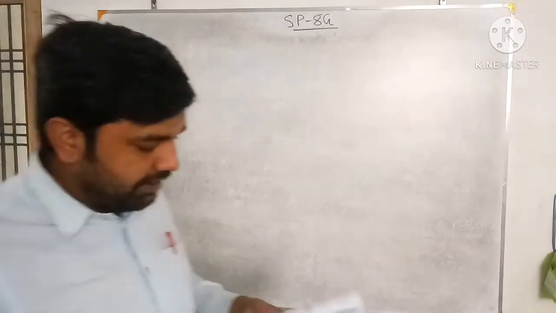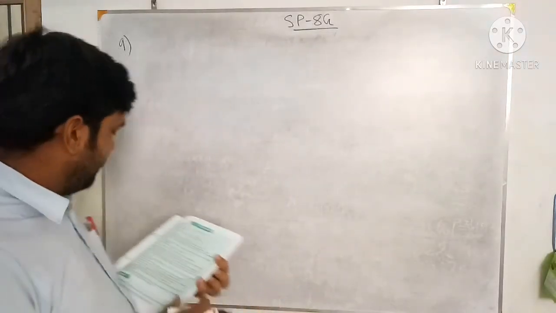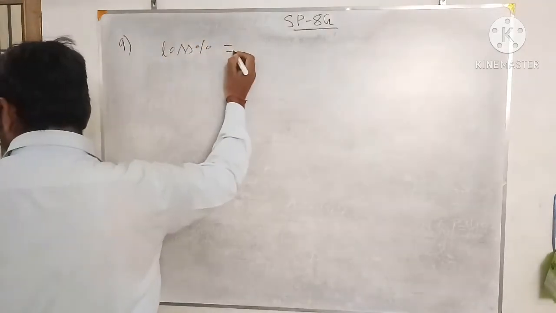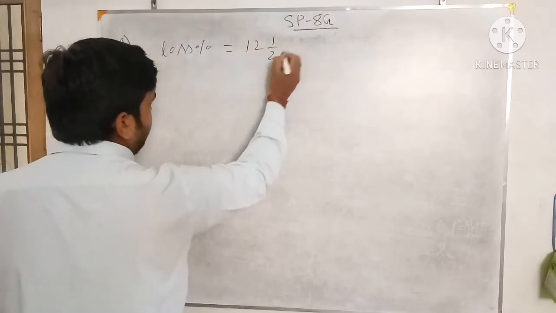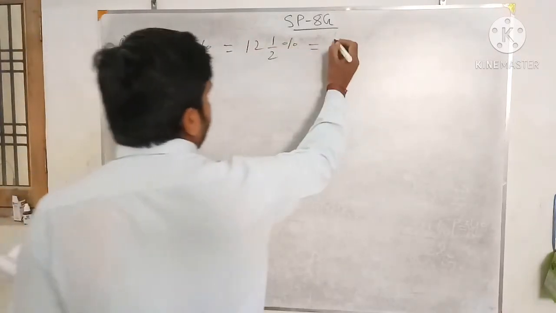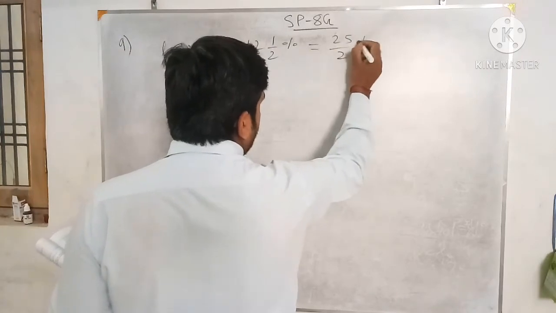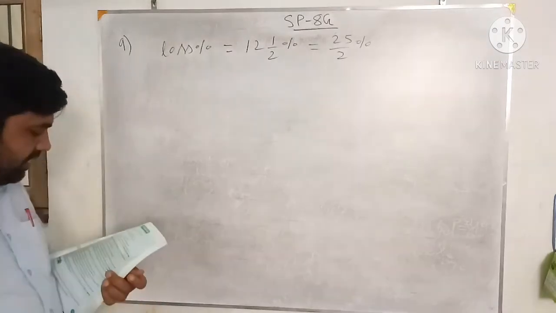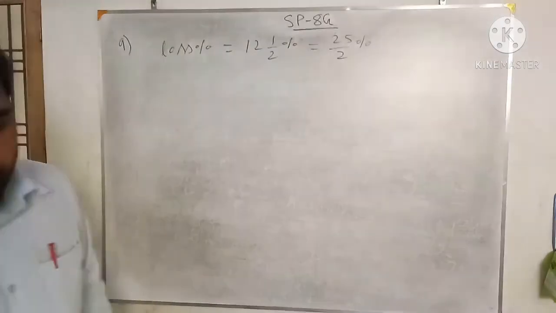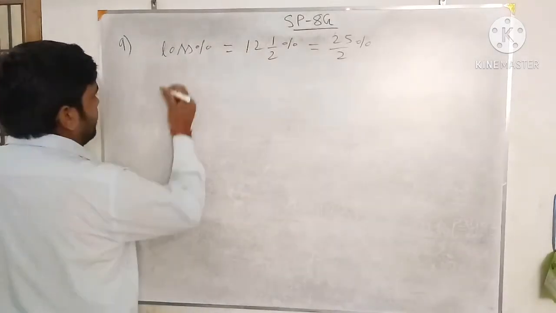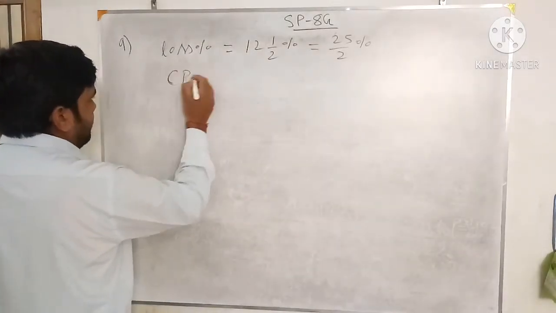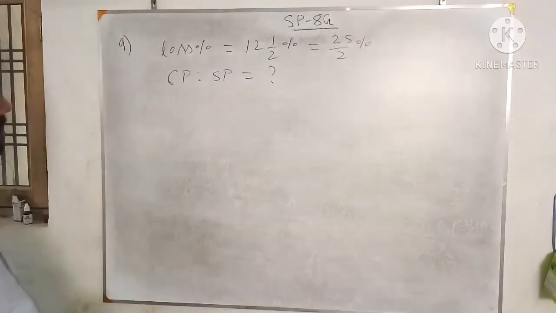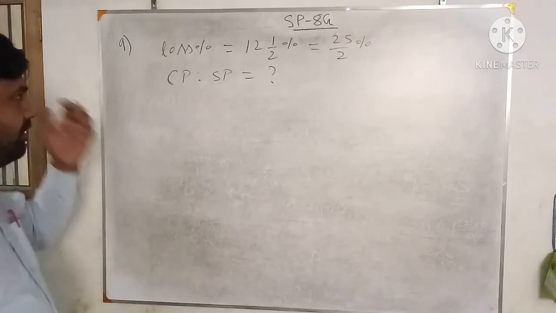So in the question 9, a trader sells an article and loses 12 by 2%. So here the loss percent is given. In the question number 9, 12 by 2%, then you can calculate it as 25 by 2% in the improper fraction. So a trader sells an article and loses 12 by 2%. Find the ratio of the cost price to the selling price. Here the ratio of the cost price CP is to SP is asked. So what is the ratio of the CP to selling price?